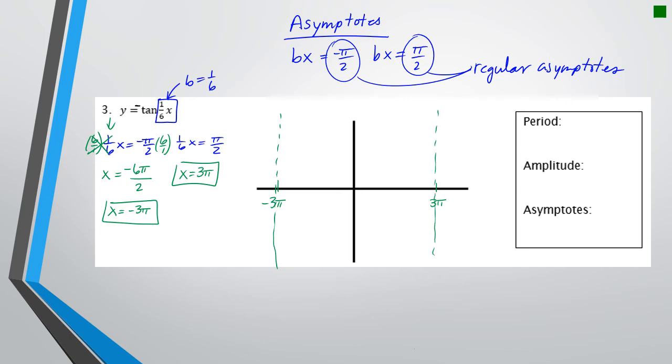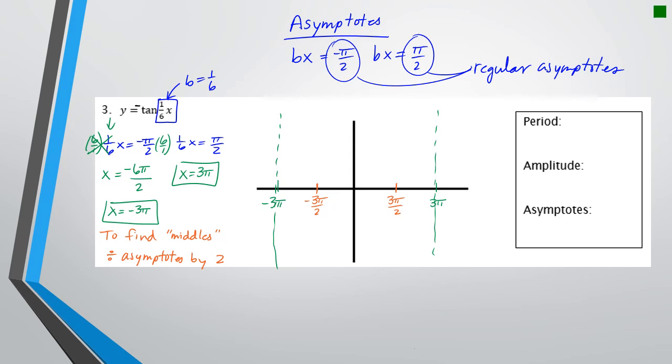Now to find the middles, meaning these points right here that are halfway between the asymptote and 0, what we're going to do is take our asymptote and divide it by 2. We're going to cut it in half. So to find the middles, you're going to divide asymptotes by 2. So if I divided negative 3 pi by 2, I would have negative 3 pi over 2. And then positive 3 pi over 2 on the other side. All right, so now I am set to go with my x values.